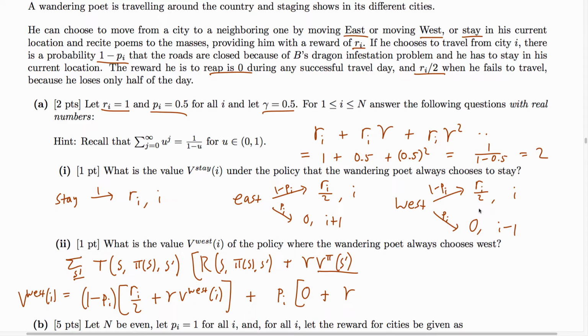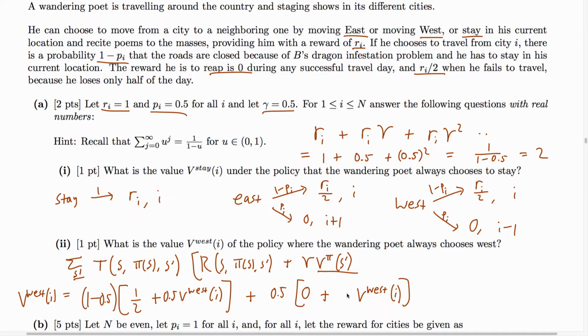But recall that for this part of the question, r sub I and p sub I are the same for all I. So it doesn't really matter what city you're in. Every city pretty much looks exactly the same. So this is technically supposed to be v west of I minus 1, but we know that every city looks the same, so this is really just v west of I. And now notice that this is a linear equation, right? So you can substitute the p sub I's with 0.5s. This r sub I, as we said, for all cities is 1. This p sub I is 0.5. And the discount factor is also 0.5.